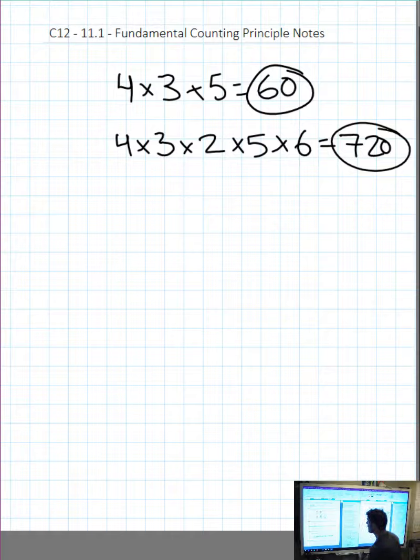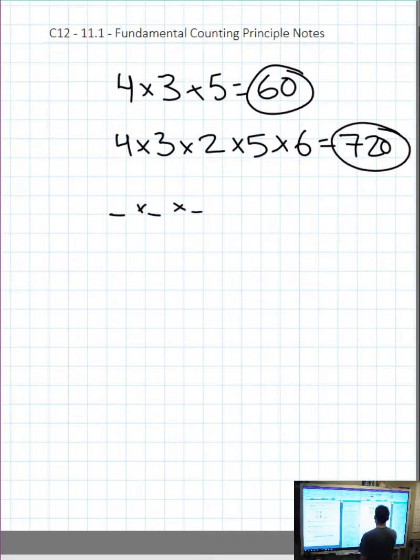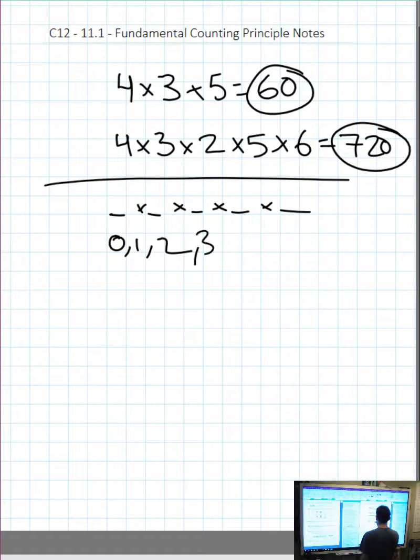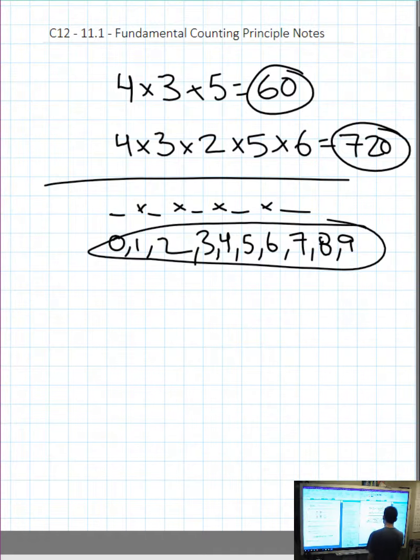How many 5-digit numbers are there? Well, I'm going to think about this one a little bit differently. I'm going to start with my blanks. So blank times blank times blank times blank times blank. 5 blanks. How many 5-digit numbers are there? And I'm going to list the digits that I have to choose from. 0, 1, 2, 3, 4, 5, 6, 7, 8, 9. Now, most people think 0 to 9 is 9 digits, but there's actually 10 digits. So we have 10 digits to choose from.